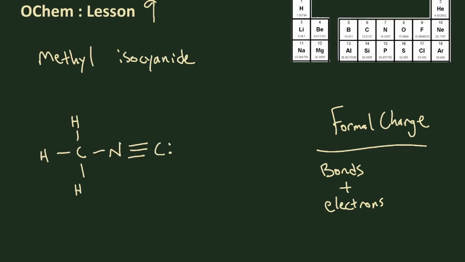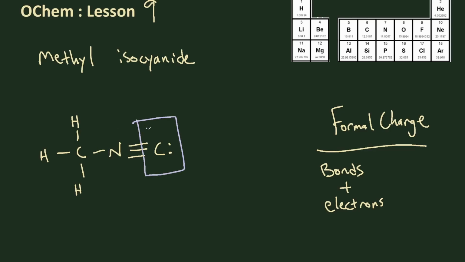Here's a really interesting one, methyl isocyanide. Cyanide meaning a triple bond between a carbon and a nitrogen. Cyanide, think about it for a minute. Carbon and nitrogen. Methyl, of course, being the methyl group. Okay, let's do our formal charges. That's what we're looking at here.